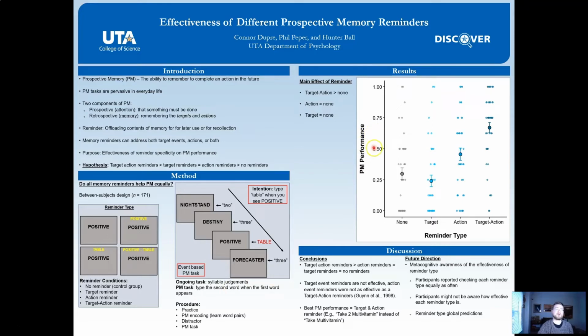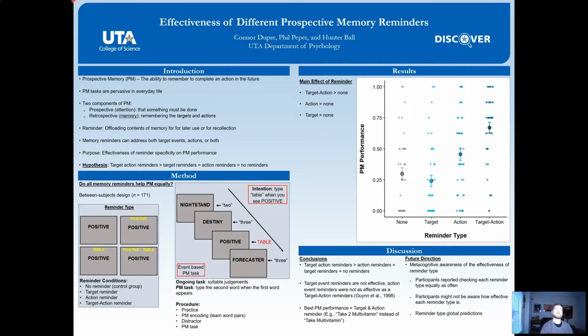For these results, prospective memory performance is on the y-axis. Prospective memory performance we defined by the proportion of targets that participants correctly responded to by typing the associated action. On the x-axis were the different reminder conditions. As predicted, target action reminders helped more than all other reminder types, but surprisingly, we found that action reminder alone and target reminder alone did not improve prospective memory performance above the no reminder control after Bonferroni corrections.